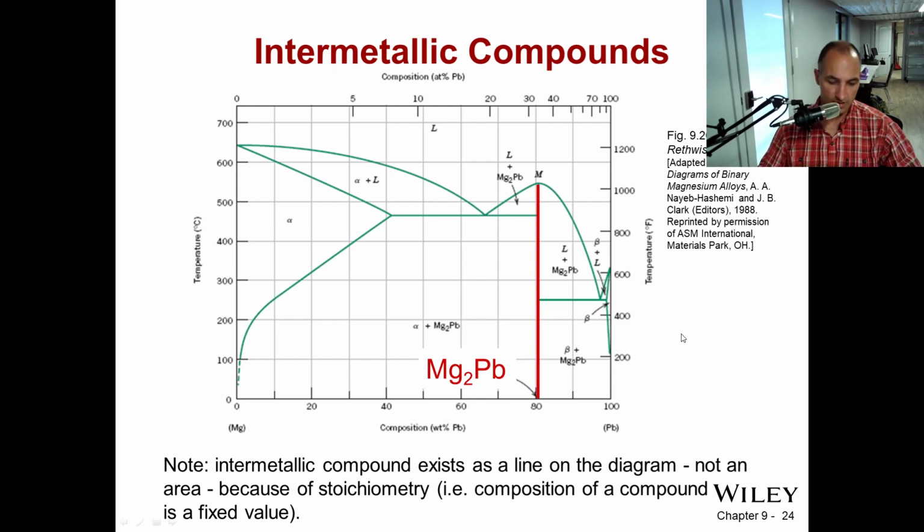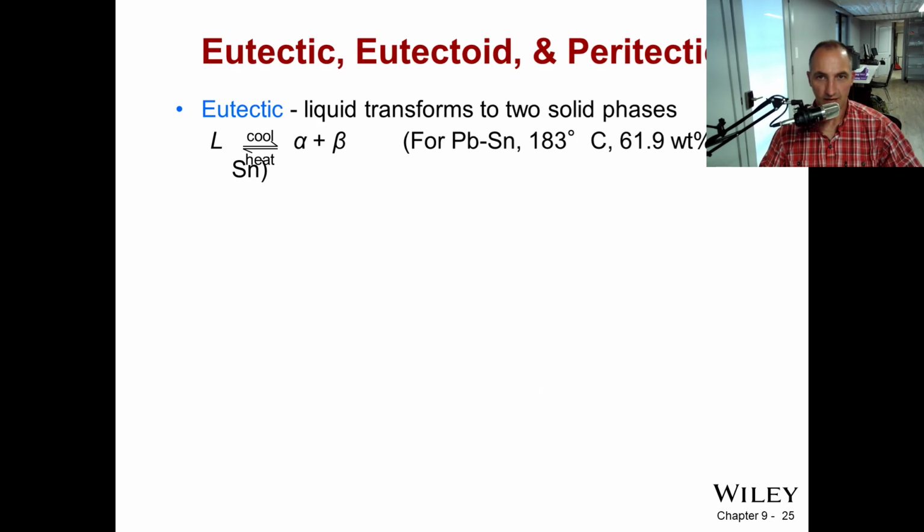Now, this phase diagram is a little bit more confusing, but I'm bringing it up because I want to introduce a few more terms here, which are the intermetallic compounds. Intermetallic compounds exist as a line on the diagram, not as an area. This is because they're stoichiometric, i.e. the composition of the compound is a fixed value.